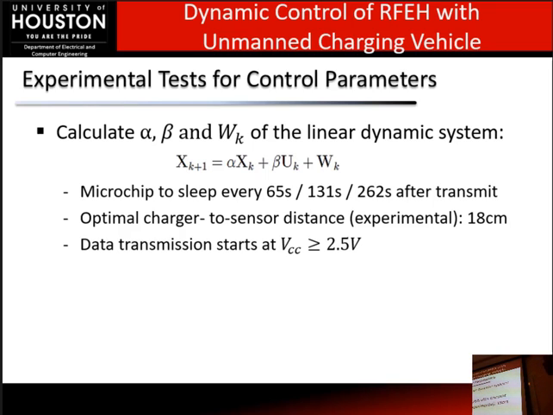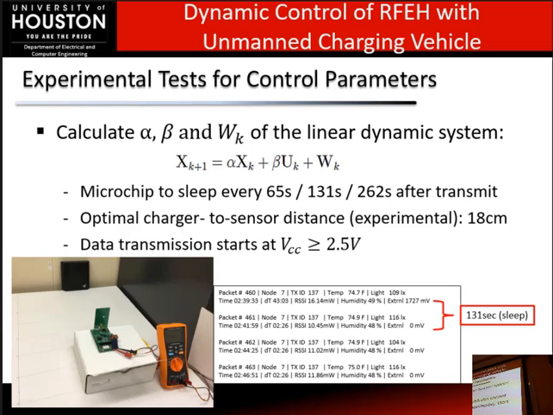and the noise. So I ran some experiments by checking the behavior of the sensor board, putting its microcontroller to sleep for 65 seconds, 2 minutes, and roughly 4 minutes after each time it transmits. The optimal charger to sensor distance is about 18 centimeters, because below that our transmitter shuts off for safety reasons. And the goal is to make sure that the voltage across the supercapacitor stays above a working threshold, because below this one, our microchip cannot operate.